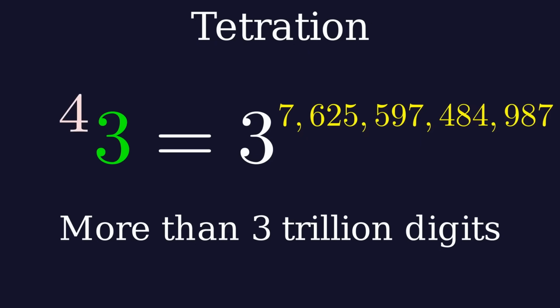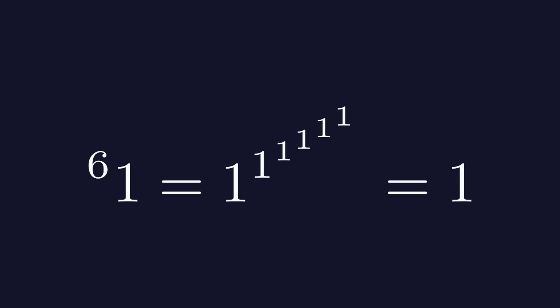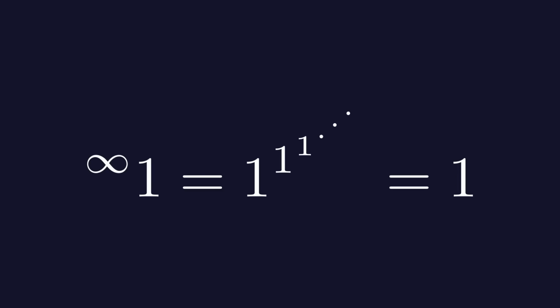With just the numbers 3 and 4, tetration can create numbers that are so enormous that it's hard for us even to imagine them. But tetration doesn't always have to generate numbers this big. 1 tetrated to any number is always 1. Even if we have an infinite tower of 1s, it's still just 1.